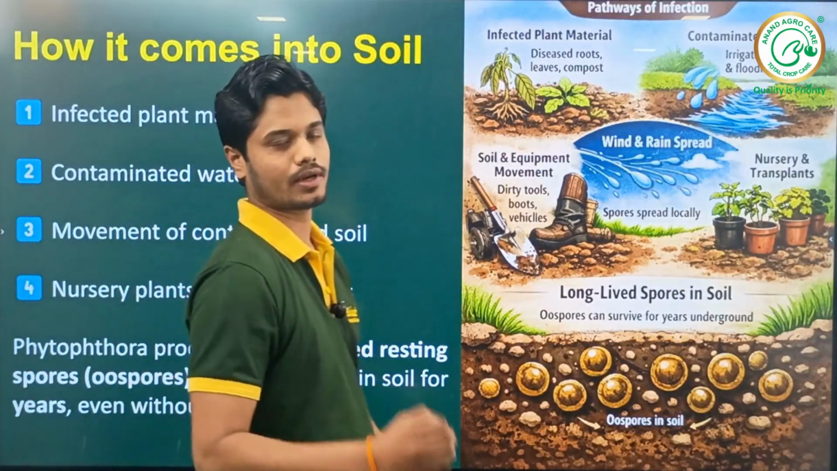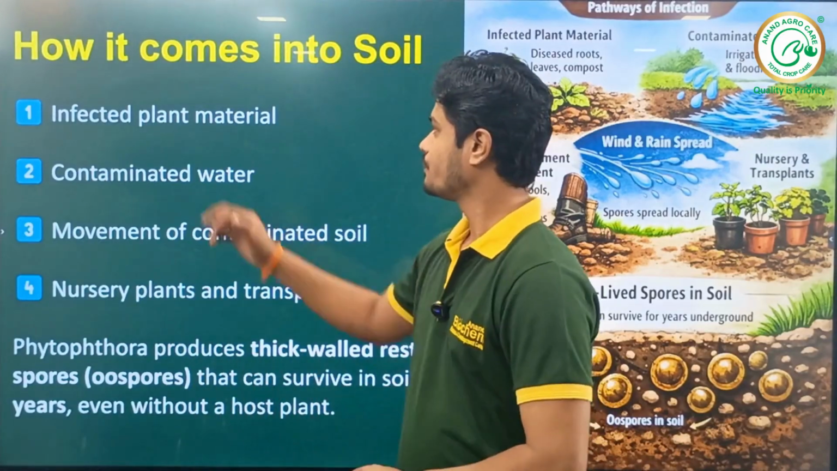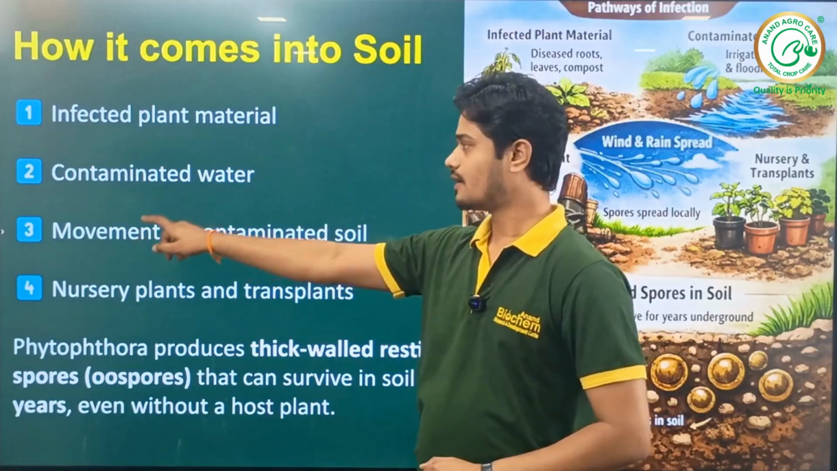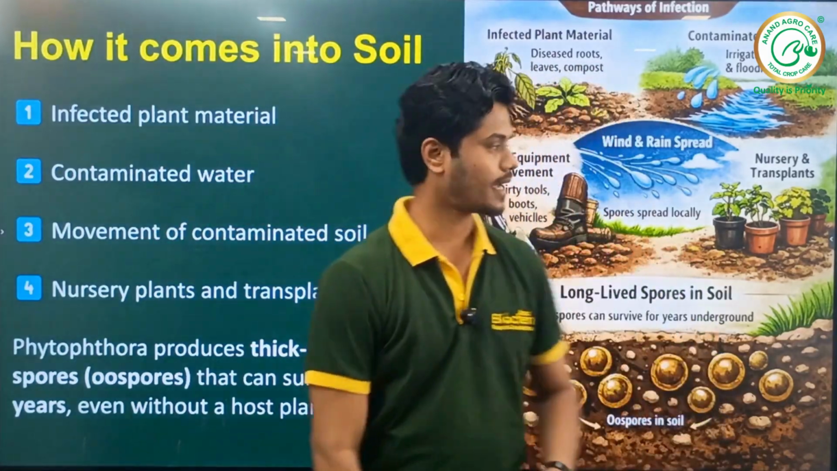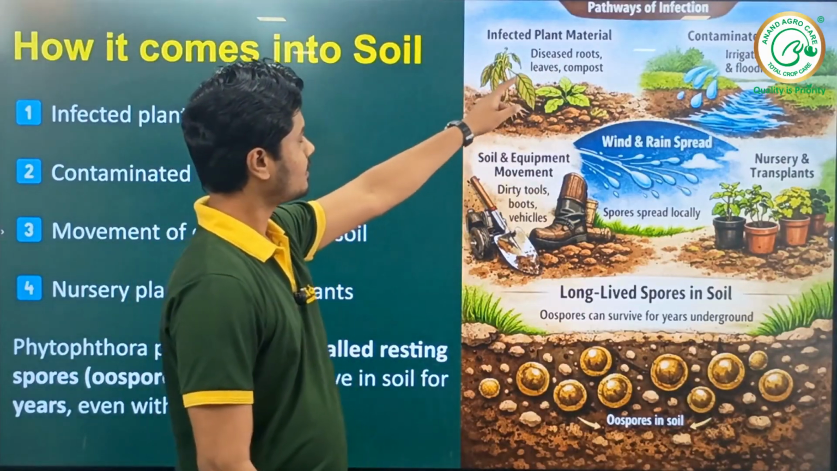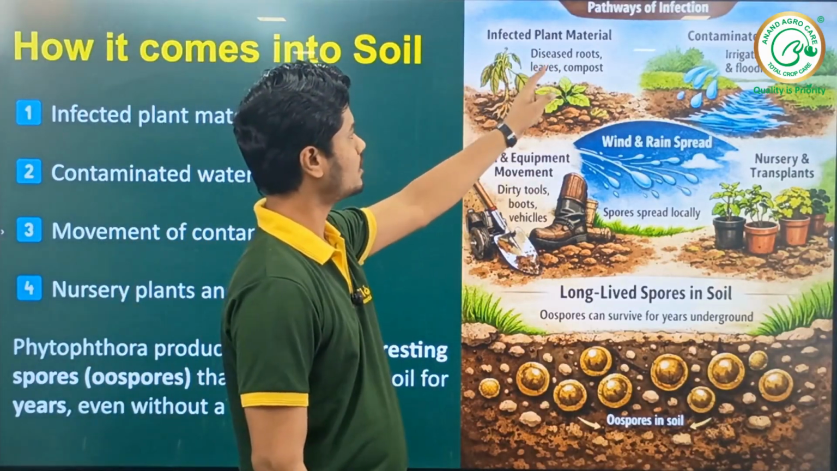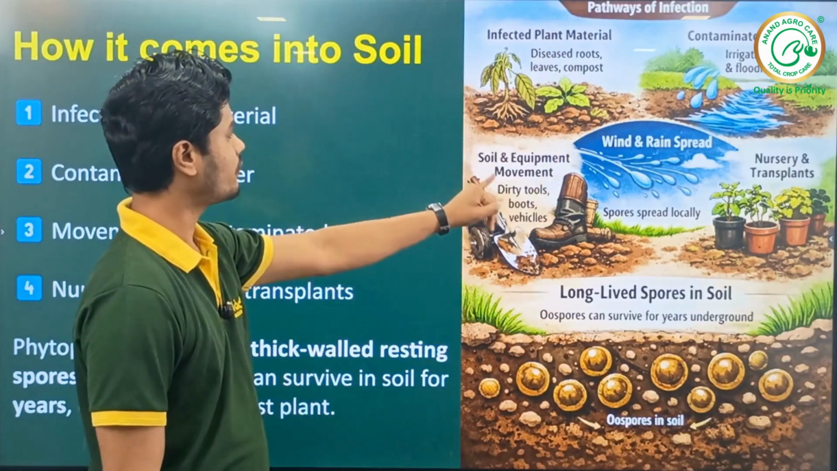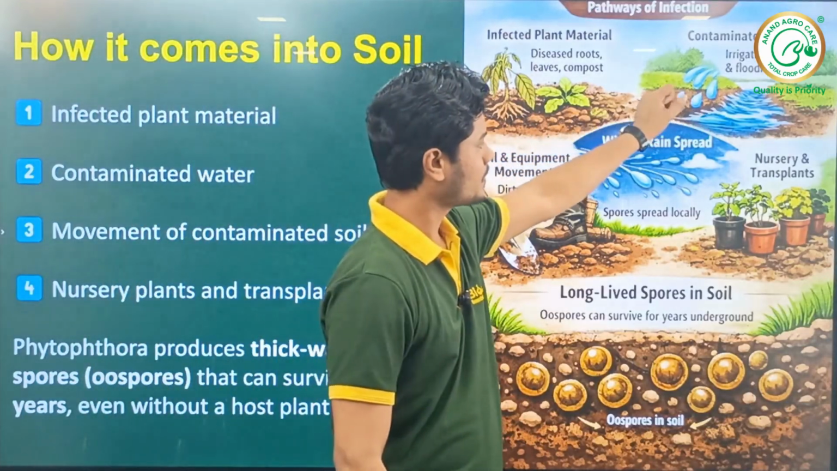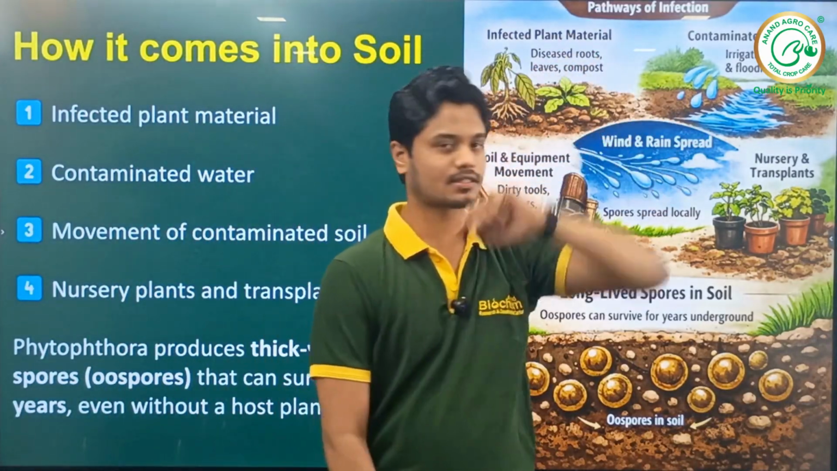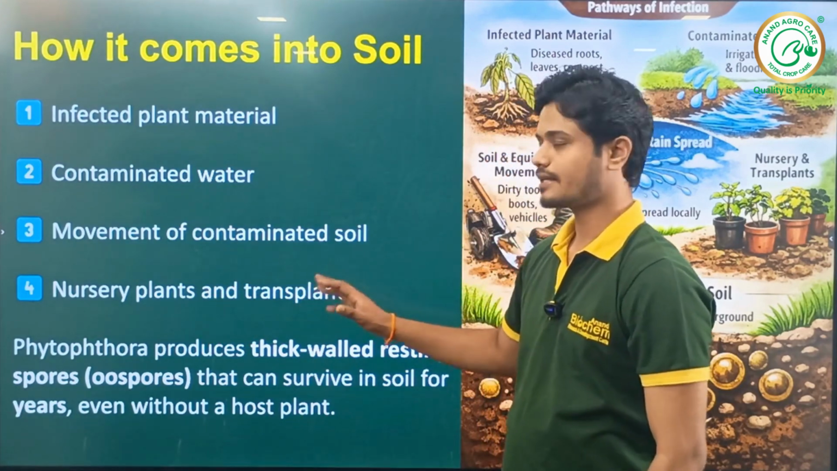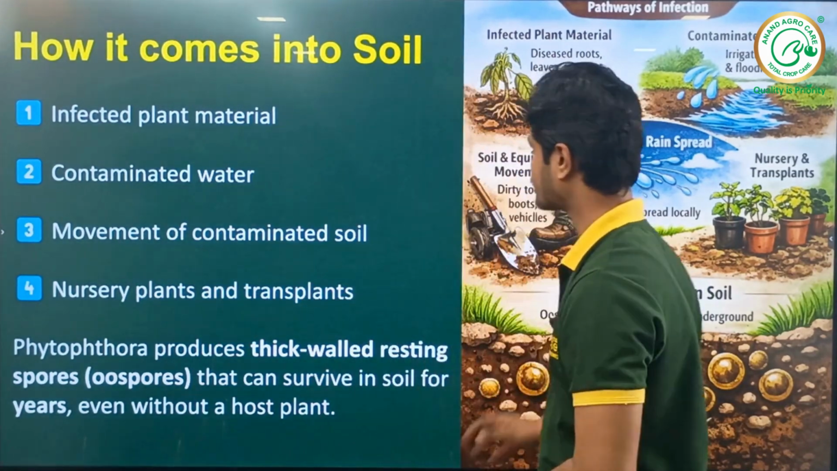How does it come into the soil? It can come through infected plant parts or material. It may come through contaminated water, as you can see here, infected plant material such as diseased roots, leaves, compost, soil, equipment, movements, then contaminated water, nursery and transplants. It may come through nursery plants and transplants.